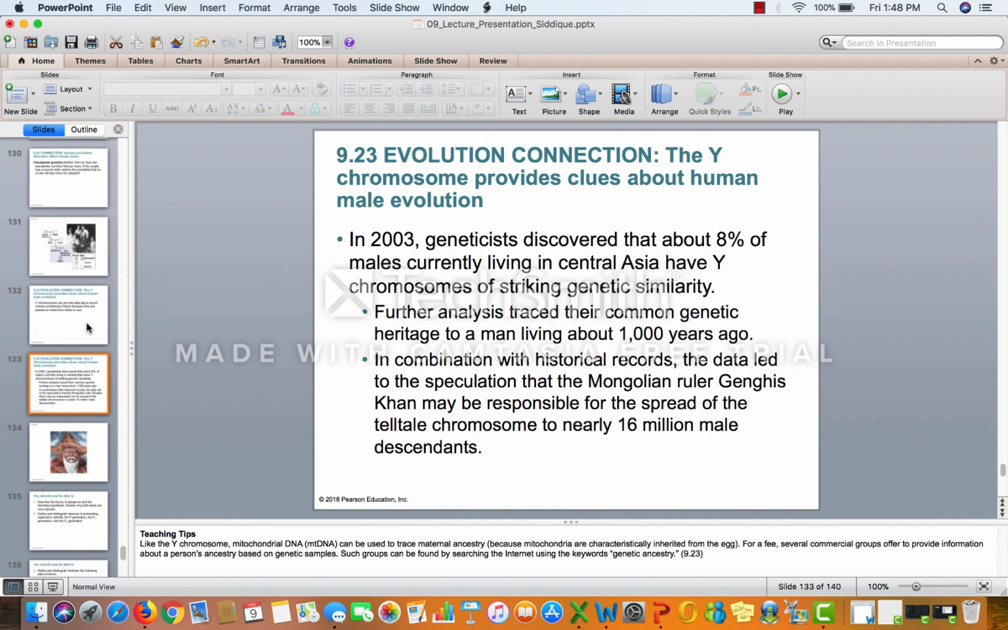In 2003, geneticists discovered that about 8% of males currently living in Central Asia have Y chromosomes of striking genetic similarity. Further analysis traced their common genetic heritage to a man living about 1,000 years ago. Guess who? Genghis Khan. In combination with historical records, the data led to speculation that Genghis Khan may be responsible for spreading the telltale chromosome to nearly 16 million male descendants, which is crazy that all of it was linked all the way back to Genghis Khan.